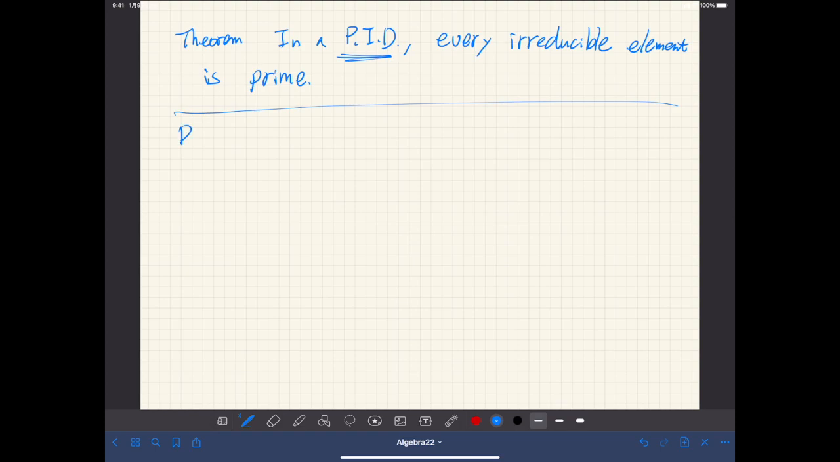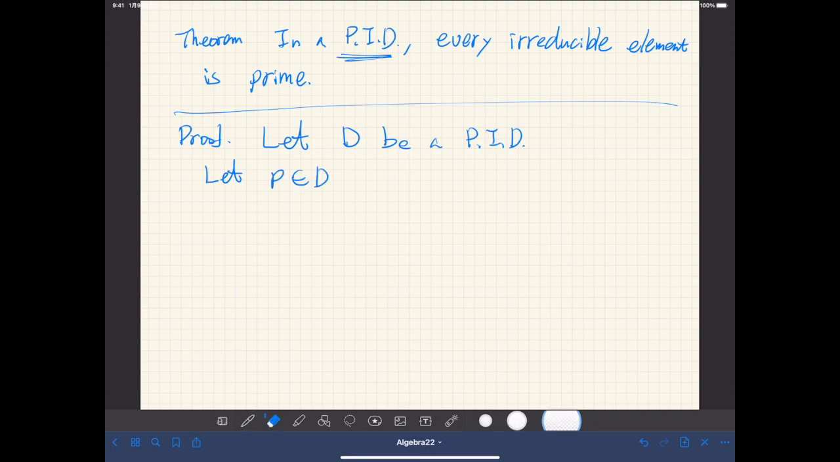Okay, let's prove this. Let D be a principal ideal domain, and let P be an irreducible element.